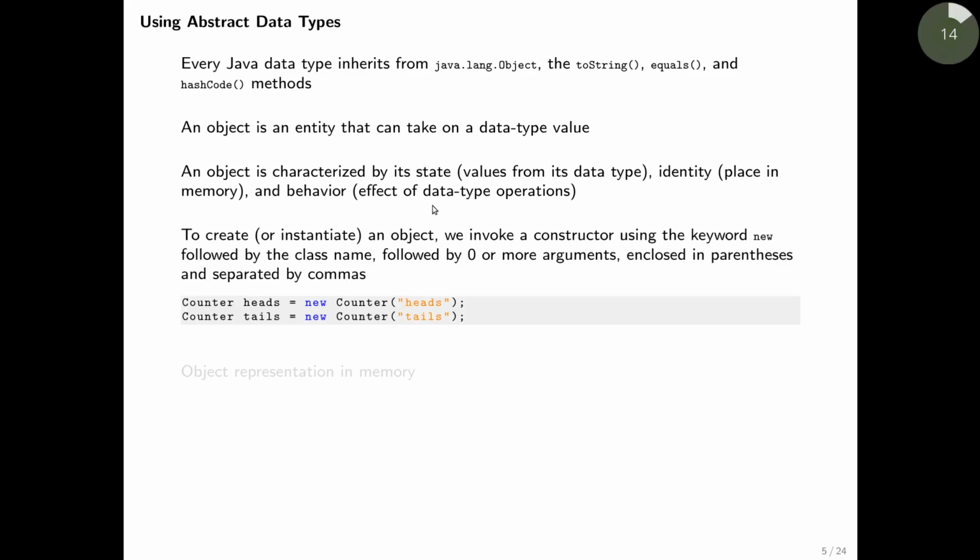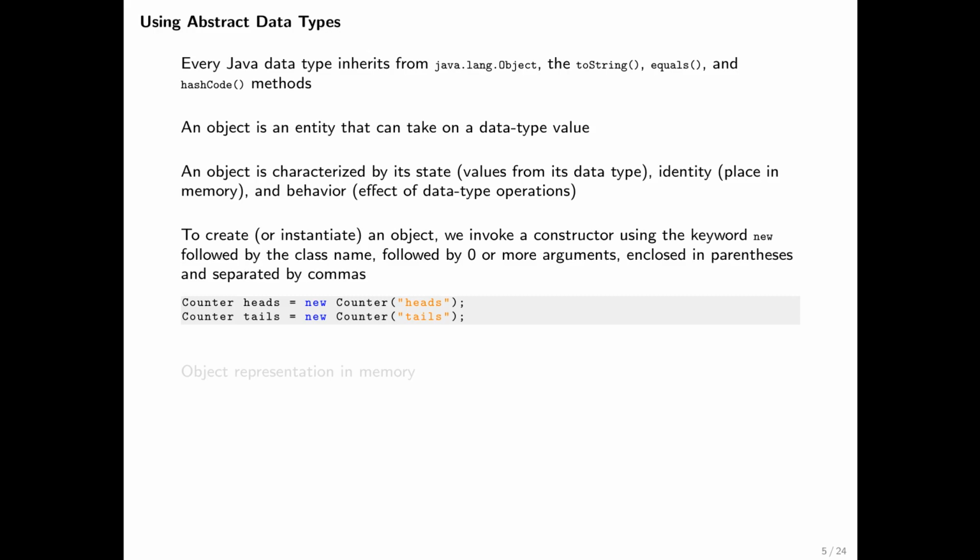Now, how do you create an object of a data type in Java? Well, to create an object, or to instantiate an object, what we do is we invoke the constructor. And we do so using the keyword new. The keyword new is followed by the name of the class, the name of the abstract data type, that is, followed by zero or more arguments for the constructor, enclosed in parentheses and separated by commas.